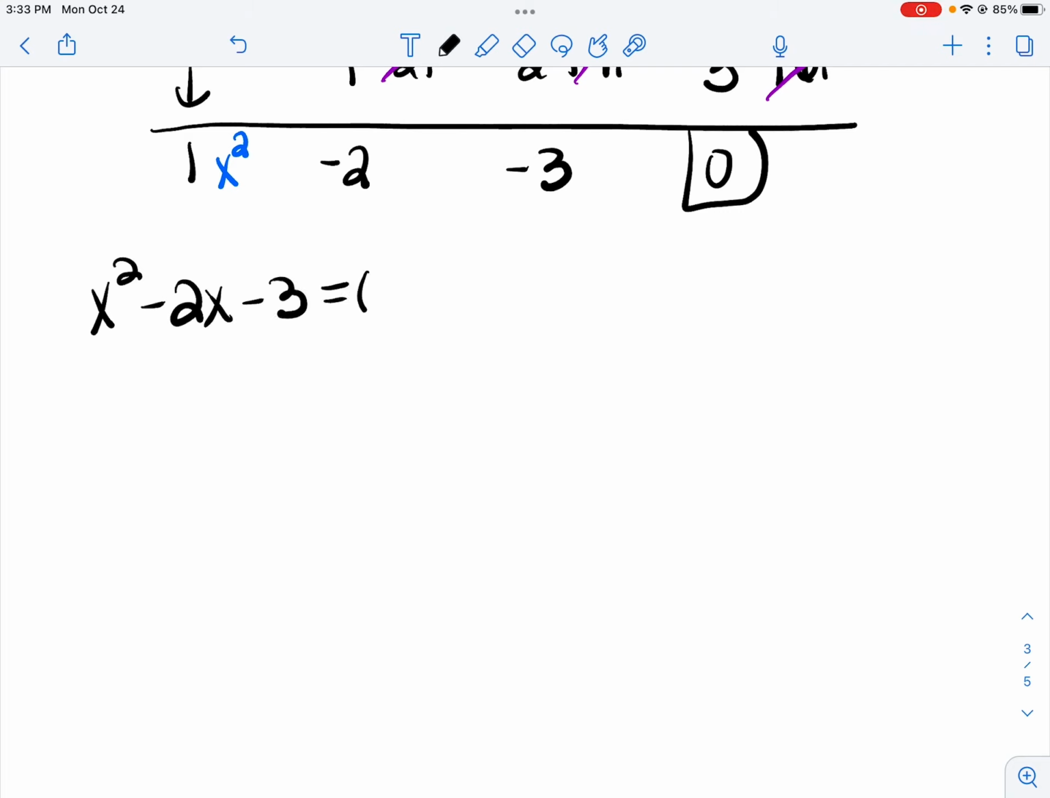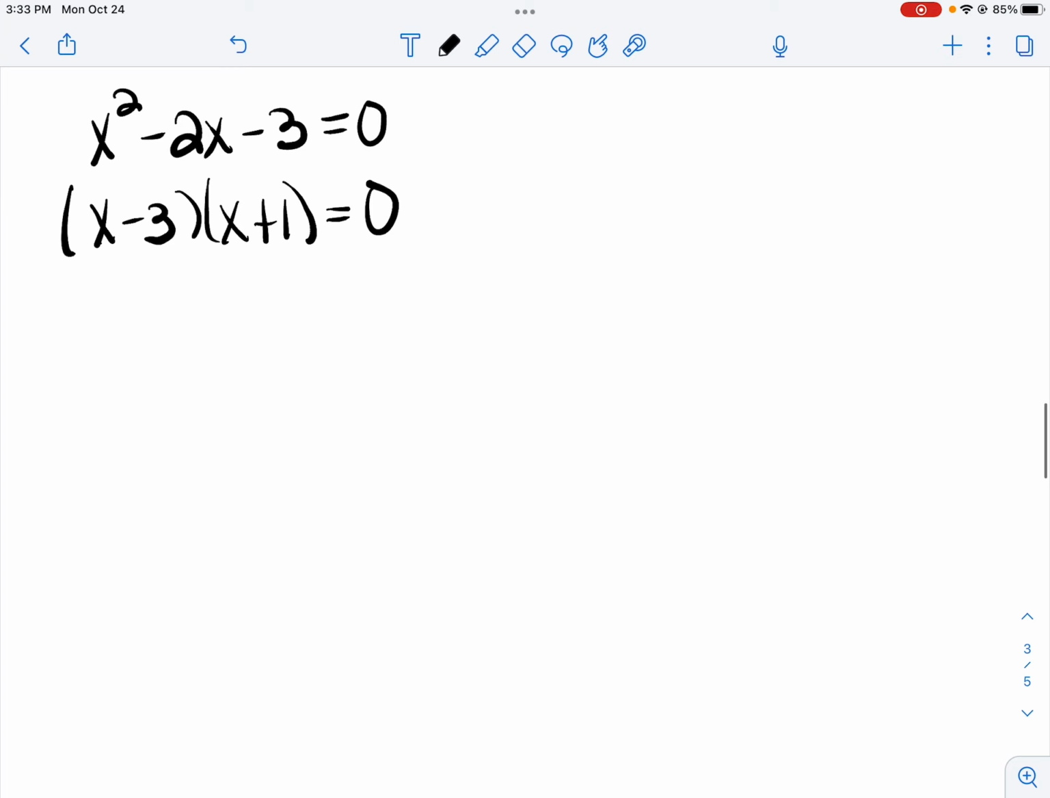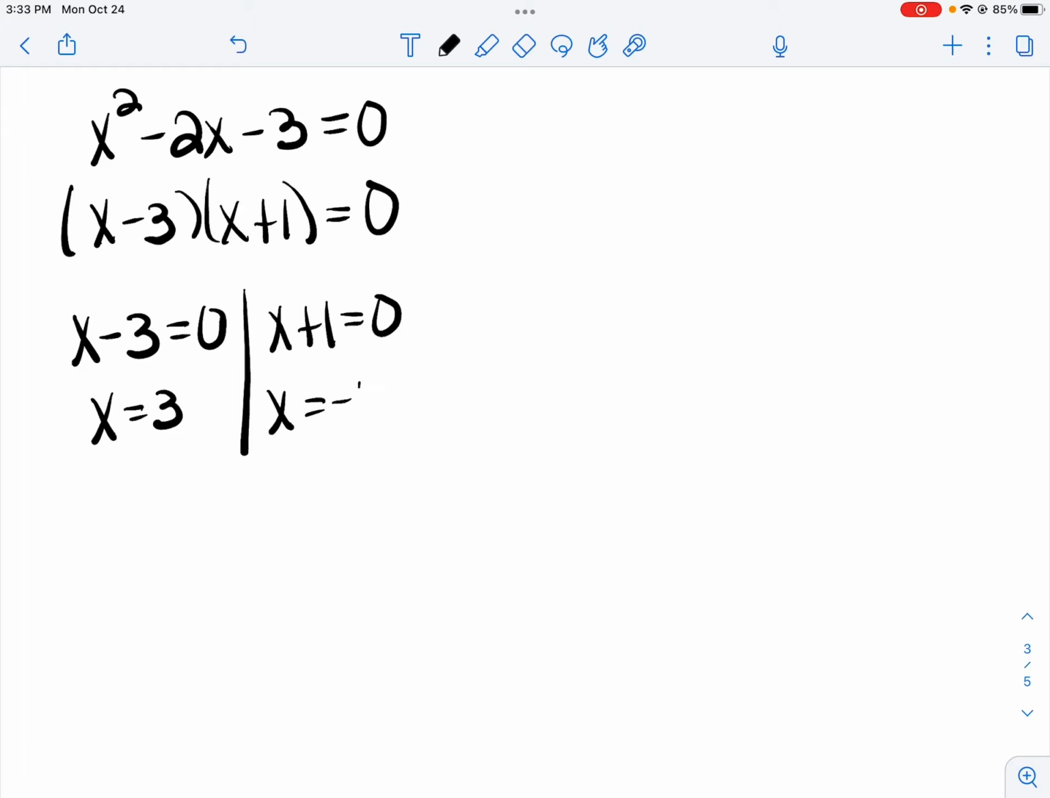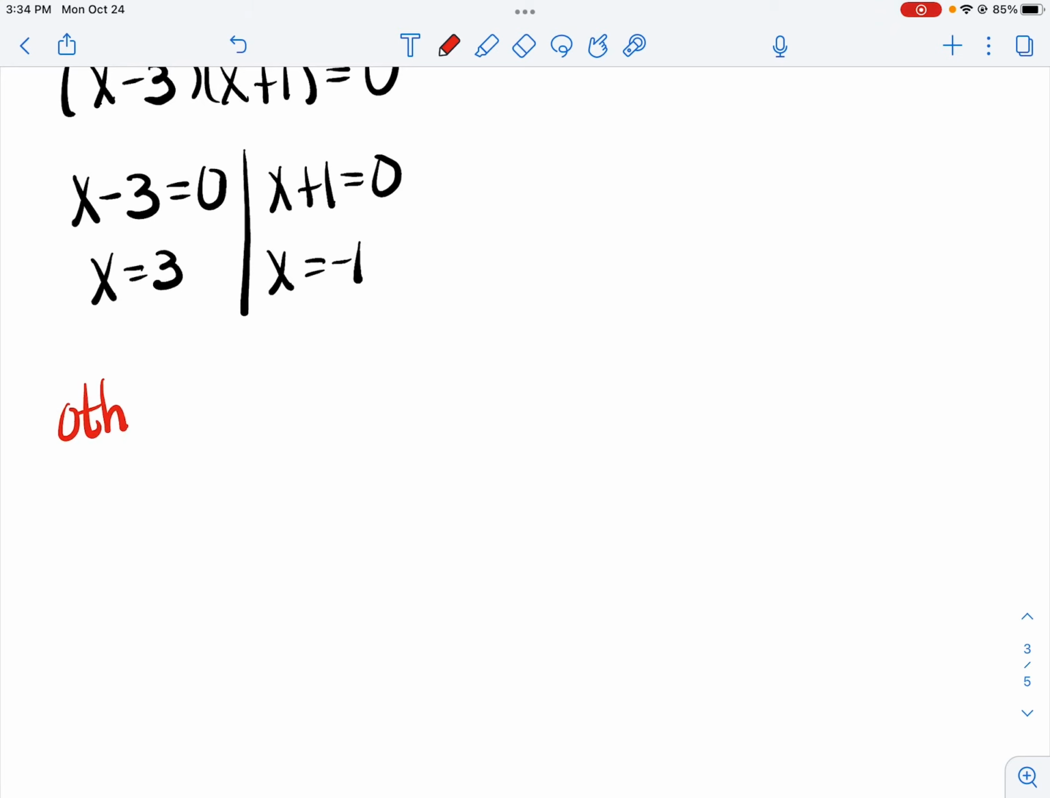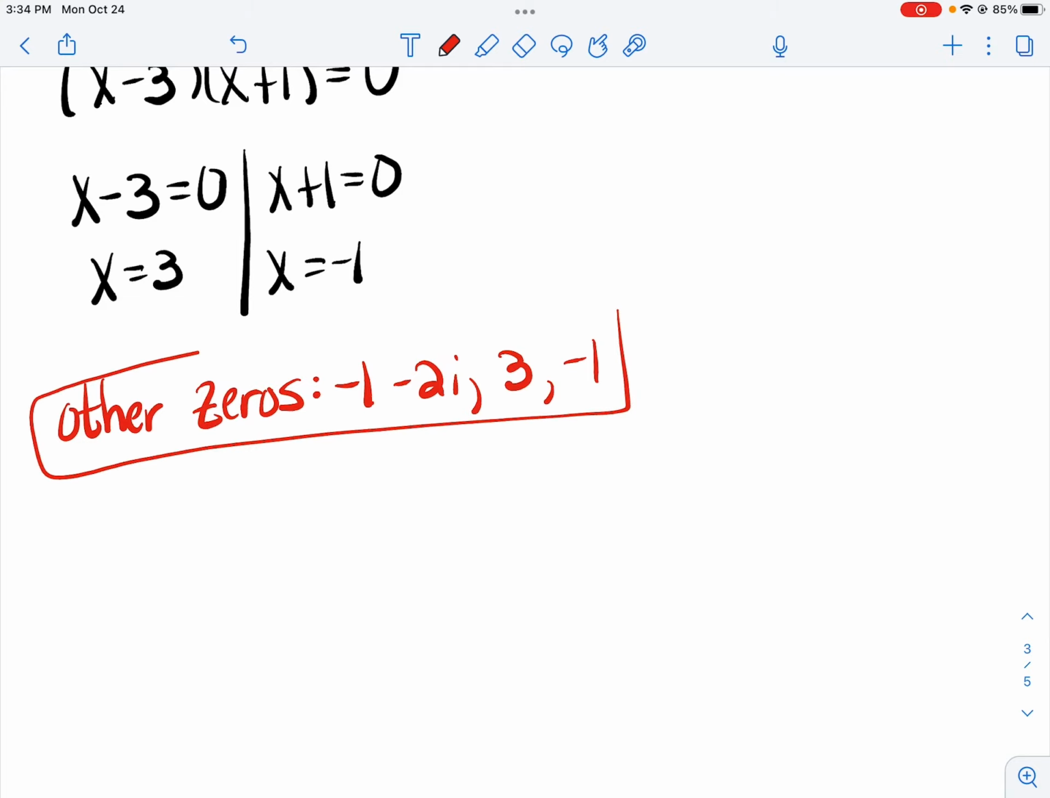Our problem asks us to find the 0, so I'm going to set that equal to 0. This factors as x minus 3 and x plus 1. Set each factor equal to 0. And so I have two other zeros. One is 3 and one is negative 1. So my other zeros here, one of them was the conjugate, so negative 1 minus 2i. Then we had 3 and negative 1.